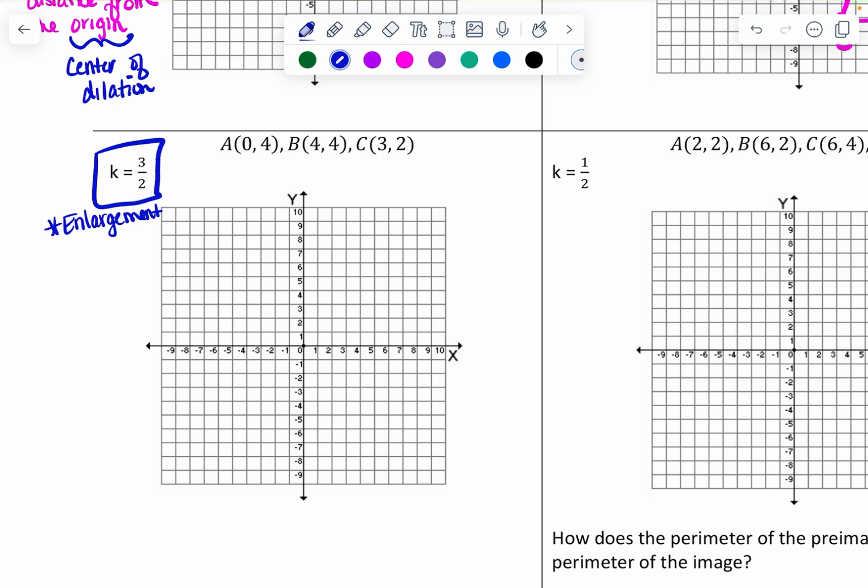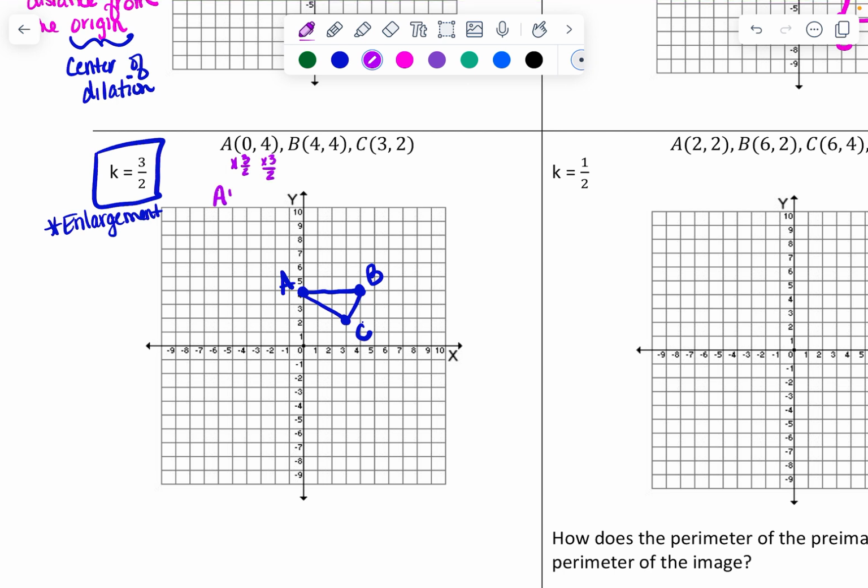Let's go ahead and graph the pre-image. Left or right 0, up 4 is A, 4 comma 4 is B, 3 comma 2 is C. All right, that is our pre-image. Now I know our new one is going to get a little bit bigger, 1.5 times as big. So we're going to multiply each of these by 3 over 2.